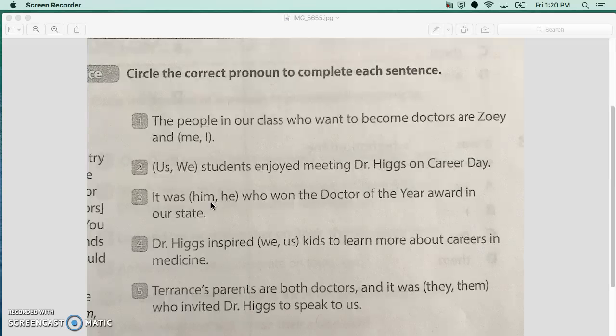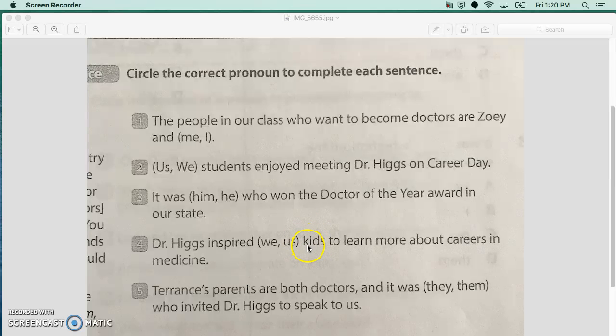Now come down to sentence 4. Dr. Higgs inspired we or us kids to learn more about careers in medicine. I want you to think about some of the skills that I've just talked about. What word are you going to eliminate from the sentence? I want you to look and see. Look at your notes at the top of the paper and see what you're going to eliminate. Okay, and you want to eliminate kids.